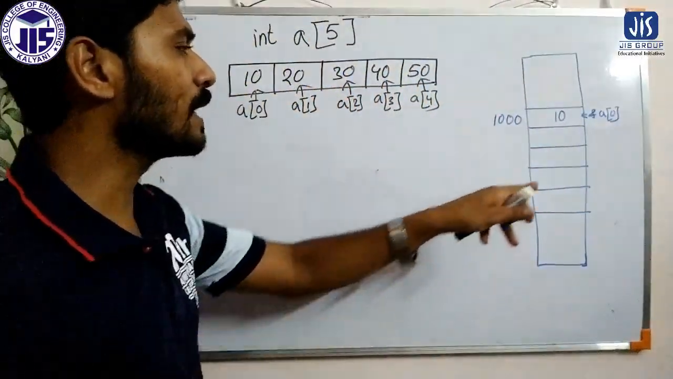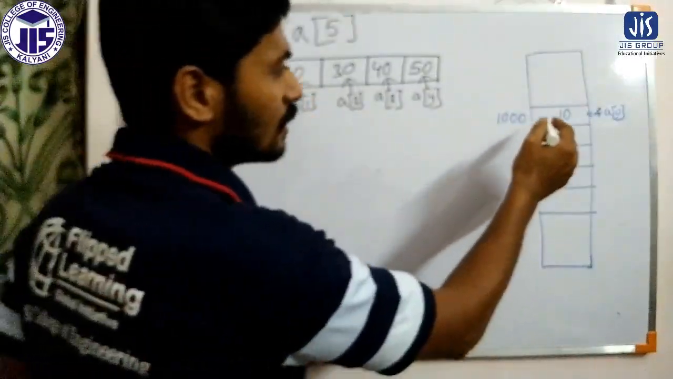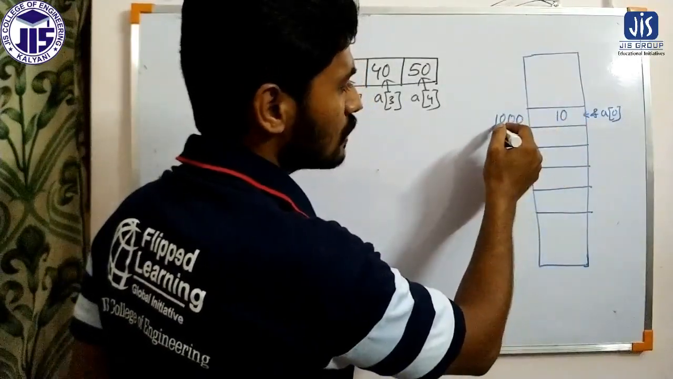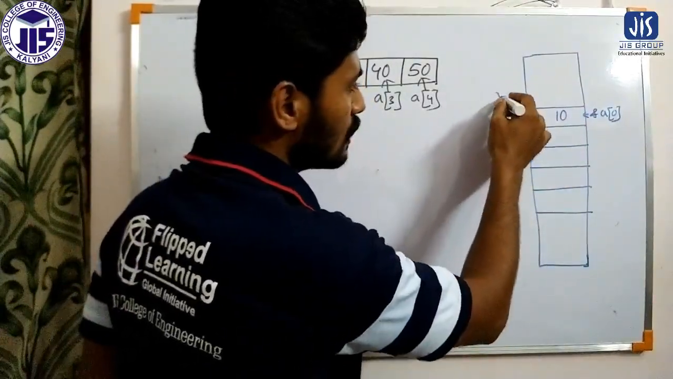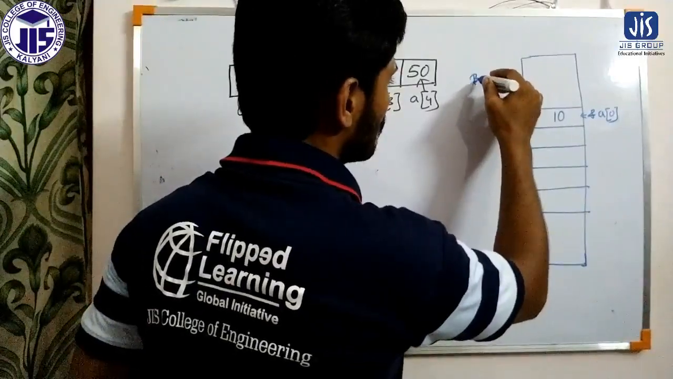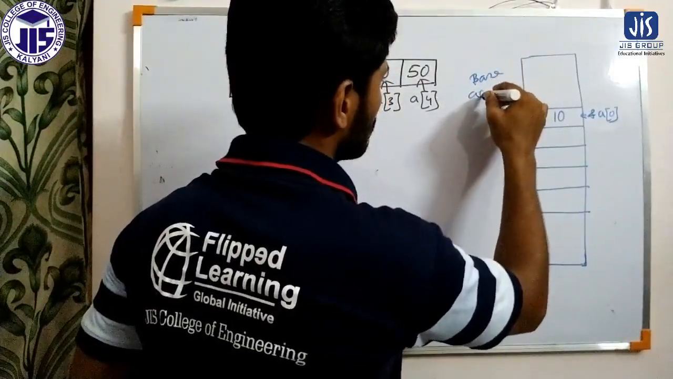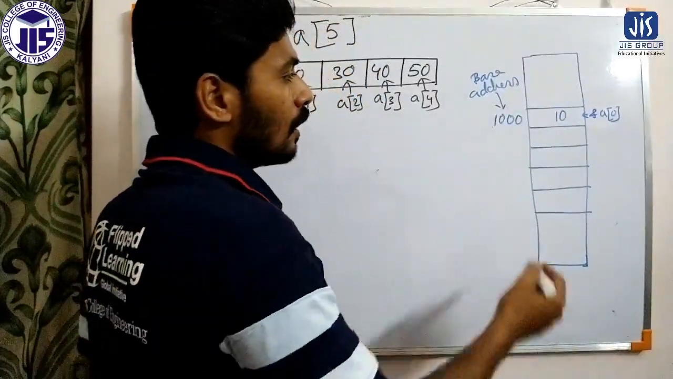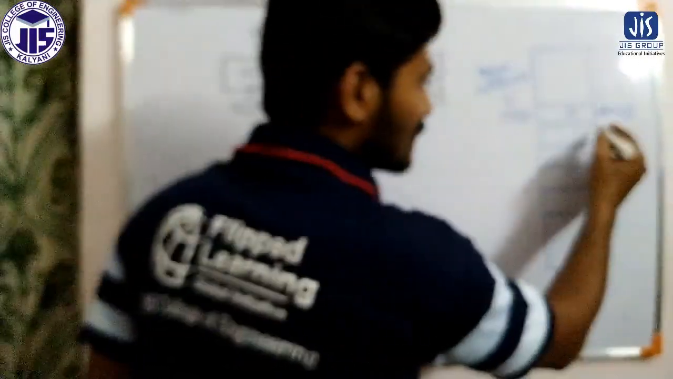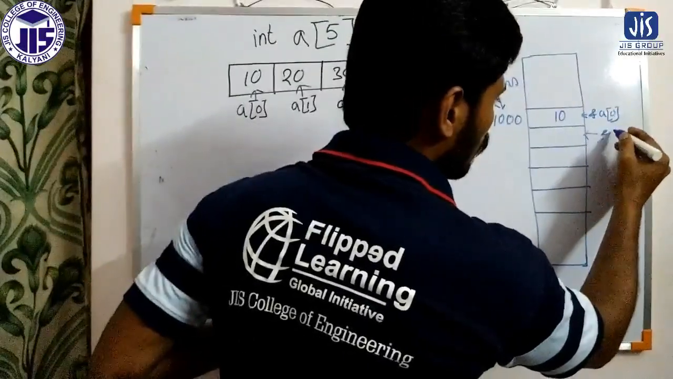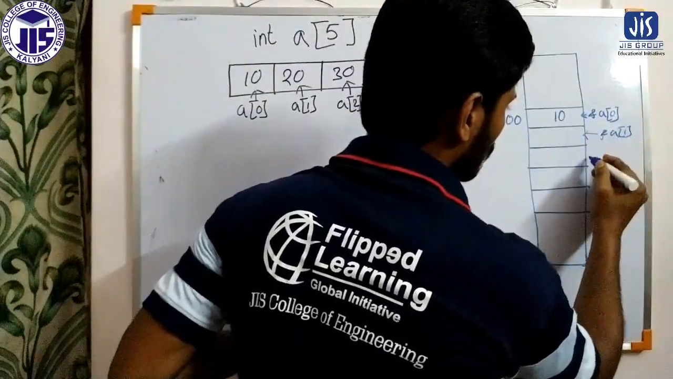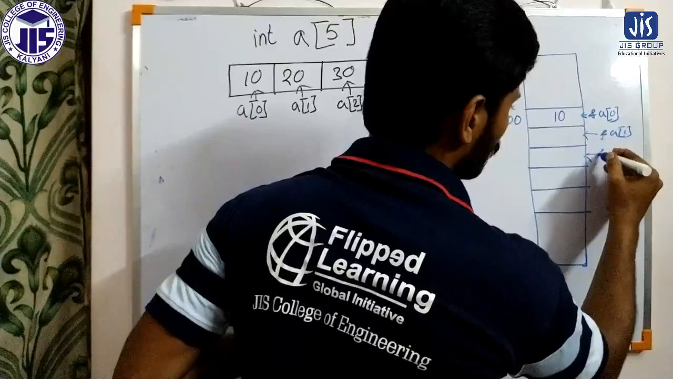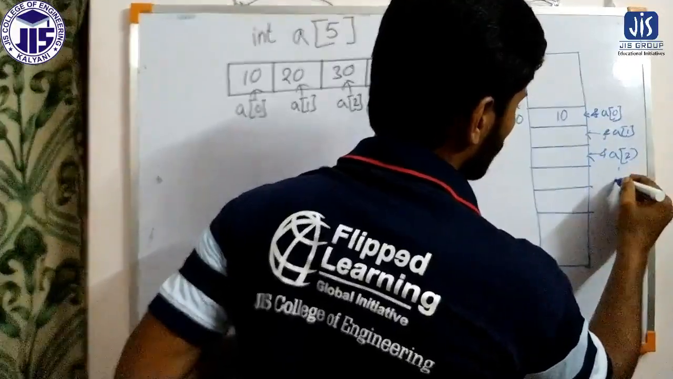So here basically we have the first element, that you see, 10. The first element we have stored in this location. So this 1000 is called the base address. Now in an array, the next element will be stored in the very next memory location. Then it will be the address of A2 and so on.